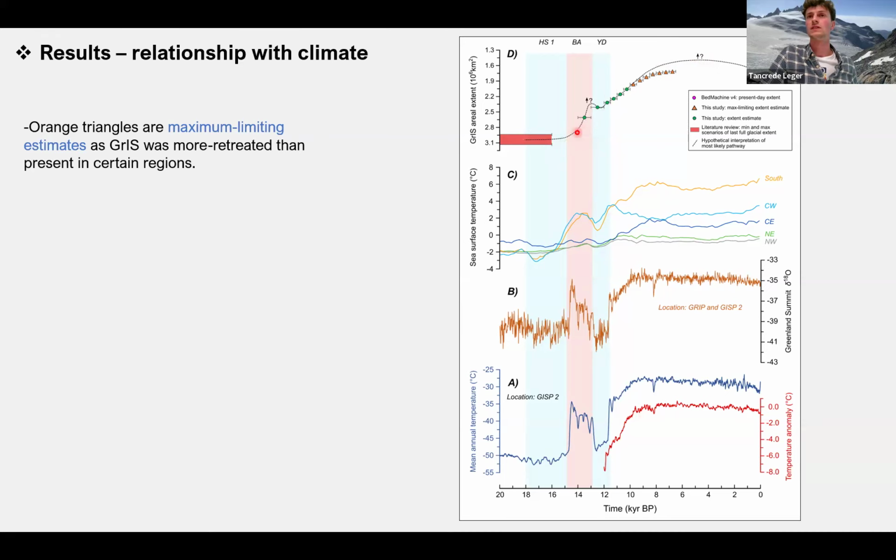So we have the retreat that really starts to kick in at the end of Heinrich Stadial 1, about 15,000 years ago. We have the retreat that really is quite intense during the Bolling-Allerod warming, slightly advanced potentially during the Younger Dryas, and then a steady retreat during the early Holocene. And then we don't really know how far it retreated, as I said, because it was behind the present-day ice sheet margin. And so that's why I've changed the color to these orange dots or triangles here, where these are only max limiting extent estimates and not absolute extent estimates.